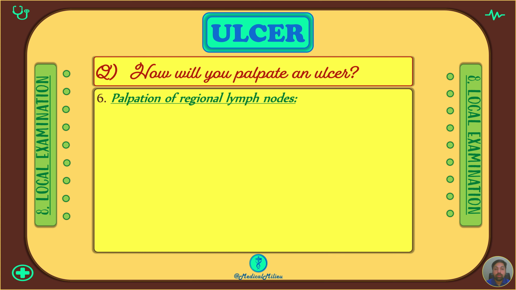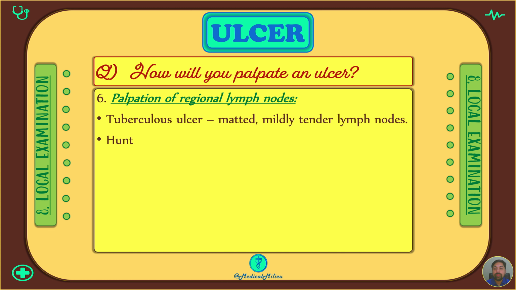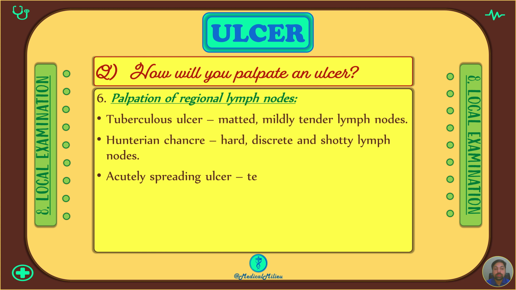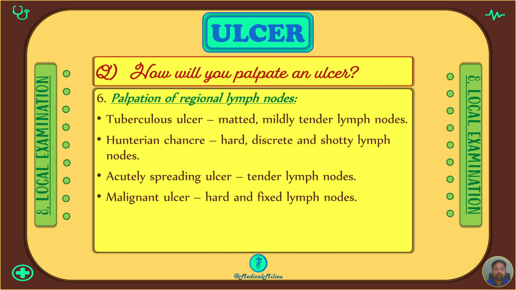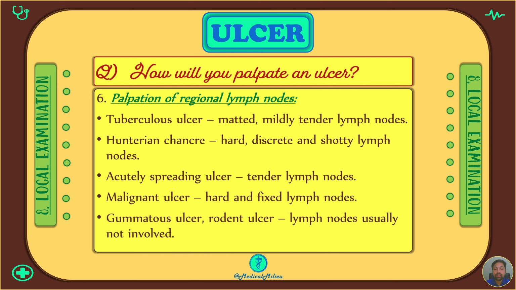In palpation of the regional lymph nodes, in the case of tuberculous ulcer, the regional lymph nodes might be matted, mildly tender. In case of Hunterian chancre, there might be presence of hard, discrete and shotty lymph nodes. In an acutely spreading ulcer, the lymph nodes may be tender. In the case of malignant ulcer, the lymph nodes may be hard and fixed. While in the case of gummatous ulcer or rodent ulcer, the lymph nodes are usually not involved.